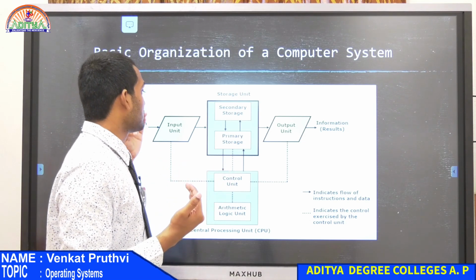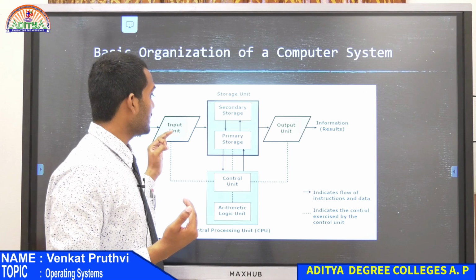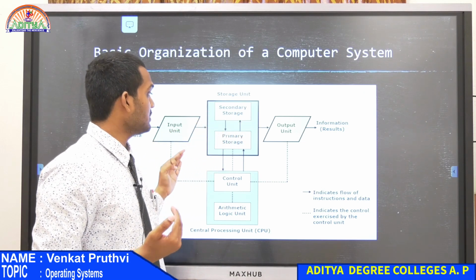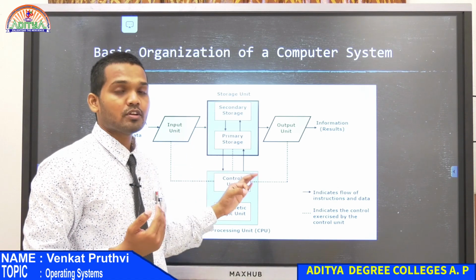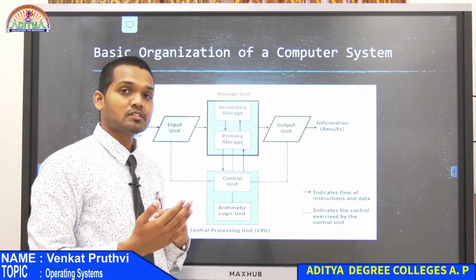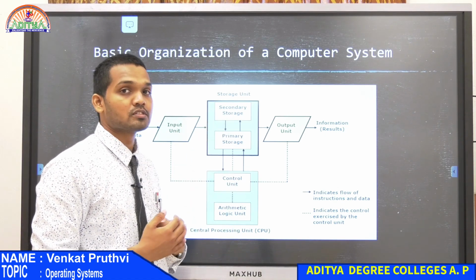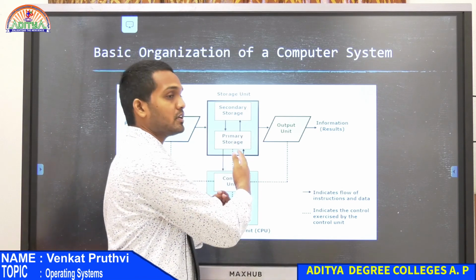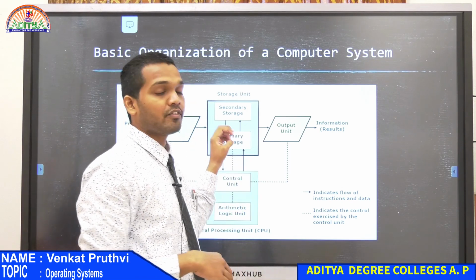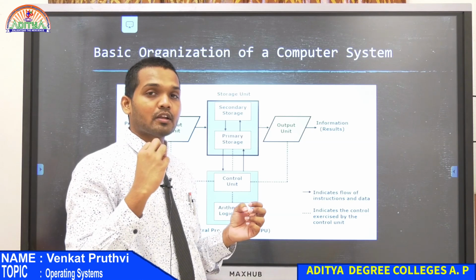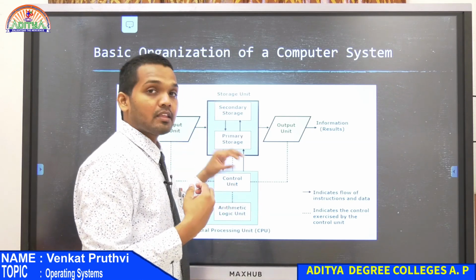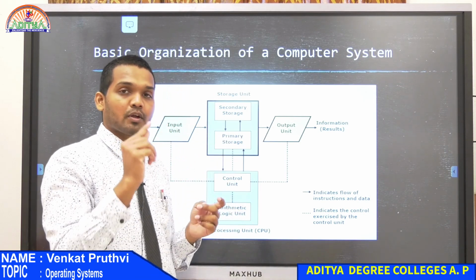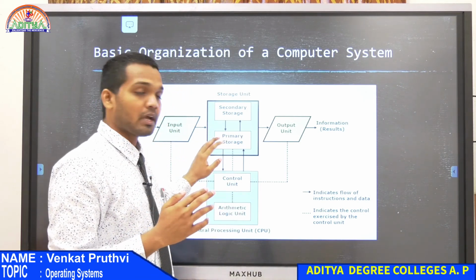Now, whenever we are double clicking, the double clicking over here is the input that we are giving to the input unit, and that input unit will send the same thing into the storage unit. In the storage unit, what is happening? Where is your application stored? It is stored in the secondary storage. Now, this storage unit will pick up that particular program that needs to open, and it will send that process, only that single process of the application, to the primary storage.